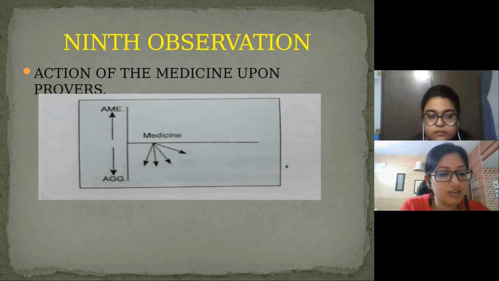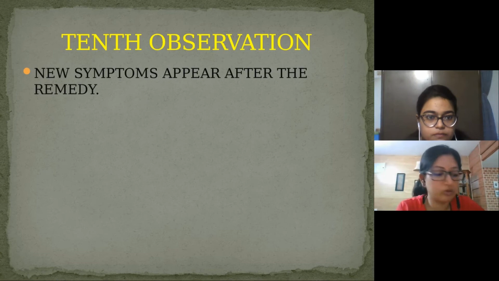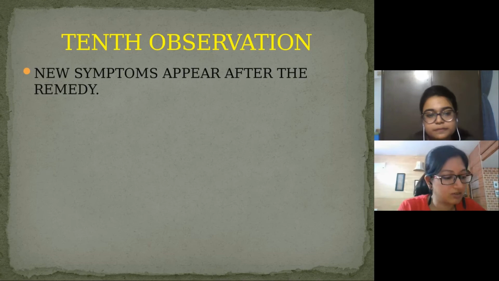10th one, please. The 9th observation is not a very common observation. It is only for provers. So it's not something that you'll get to see on a day-to-day basis. The 10th observation is new symptoms appear after the remedy. Now, what do you understand from that?